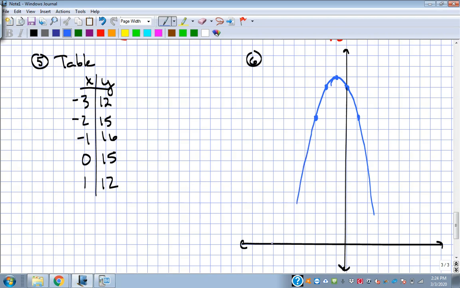Where do I know it's crossing the x-axis at? The x-axis. At -5 and +3. Those are my x-intercepts, right? So that just helps me draw the parabola a little bit better. I don't know why I changed colors there.